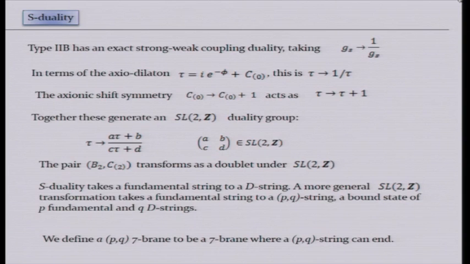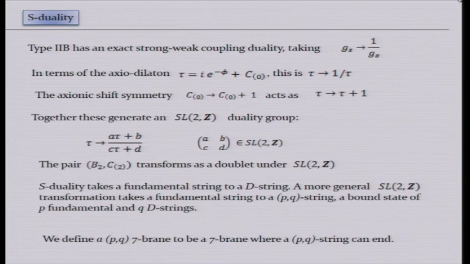And of course, these two transformations, the famous fact is that together they generate an SL(2,Z) duality group, which takes tau to (A tau plus B) over (C tau plus D), where A, B, C, D is an integer matrix with determinant 1. Okay? And at some point, I think I'll need it, that B2 and C2 turn out to transform as a doublet under this SL(2,Z).